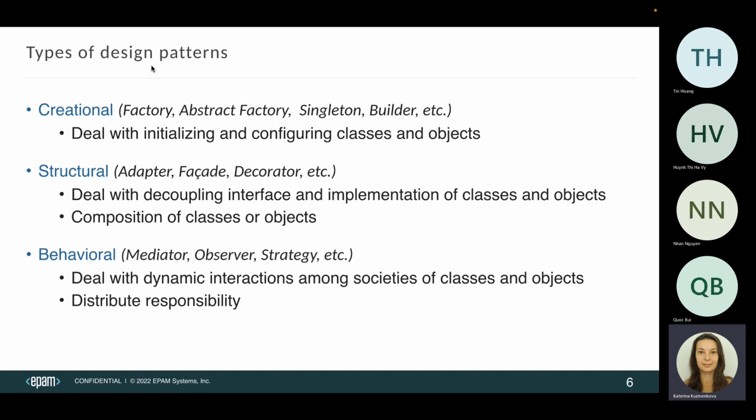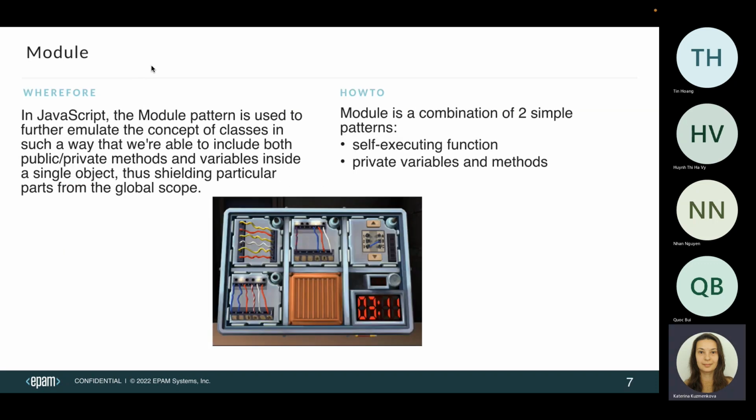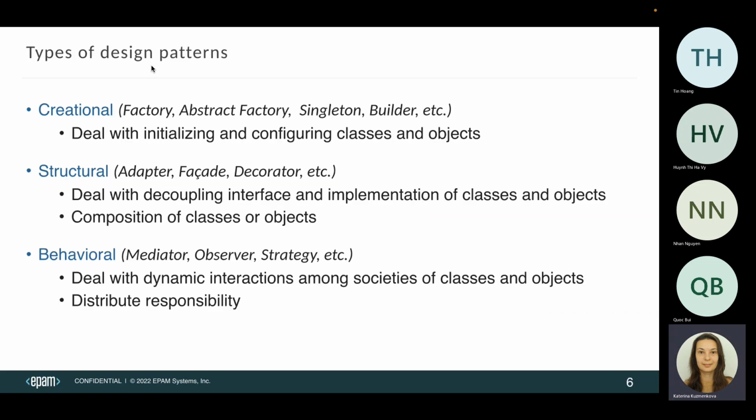So, types of design patterns. There are a few types of design patterns. Here we will talk about creational, structural, and behavioral. And we will take a closer look at them a bit later. Creational design patterns deal with initialization and configuring of classes and objects. Structural patterns deal with decoupling interfaces and implementation of classes and objects, and composing classes or objects. And behavioral patterns deal with dynamic interactions amongst a society of classes and objects, and distributing responsibility.